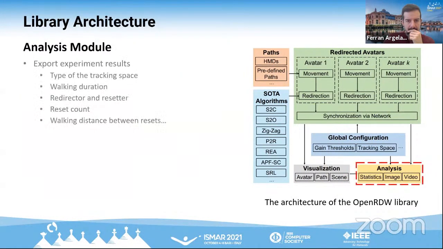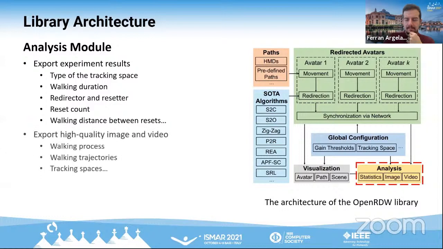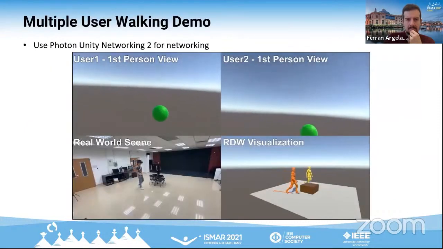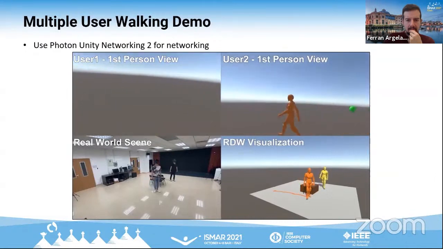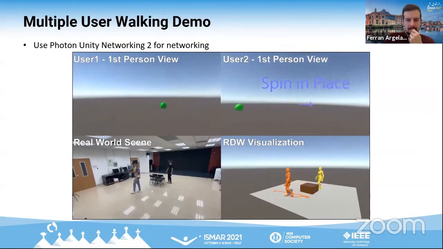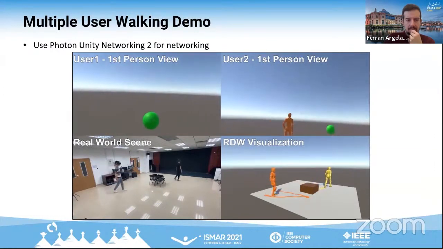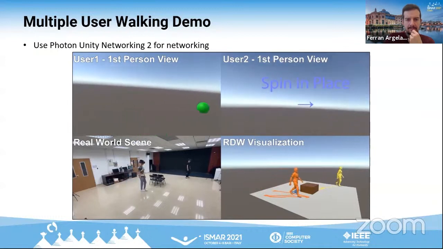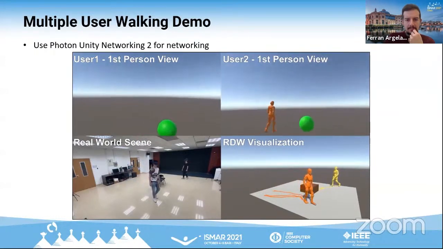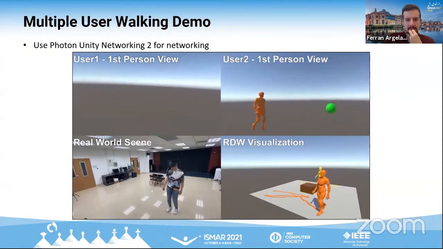temporarily hidden. In order to analyze the performances of RDW methods under different conditions, diverse information and metrics are recorded by the analysis module. This module also supports high-quality exportation of the simulation process videos and walking trajectory images. To support multi-user walking, the OpenRDW library integrates the Photon Unity Networking tool for network connection and synchronization. This video demo shows two HTC Vive users walking in the 6 meters by 6 meters physical tracking space. A 1 meter by 1 meter square obstacle was set in the middle.